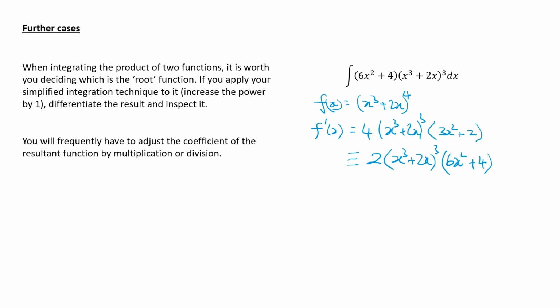So therefore, seeing as I haven't got that factor 2 there, what I need is a half of that result. So it leads me to the situation where the integral of this is going to be 1/2 of x cubed plus 2x to the 4 plus a constant, because there are no limits there.